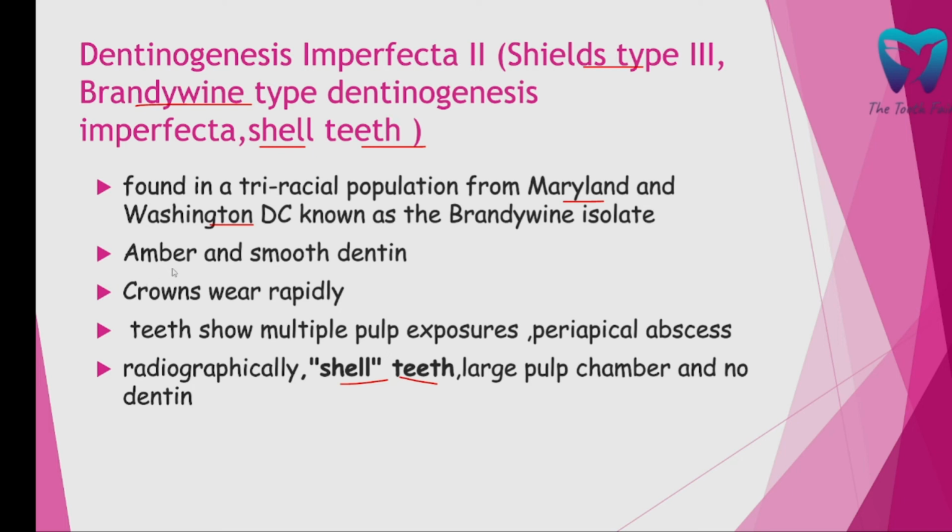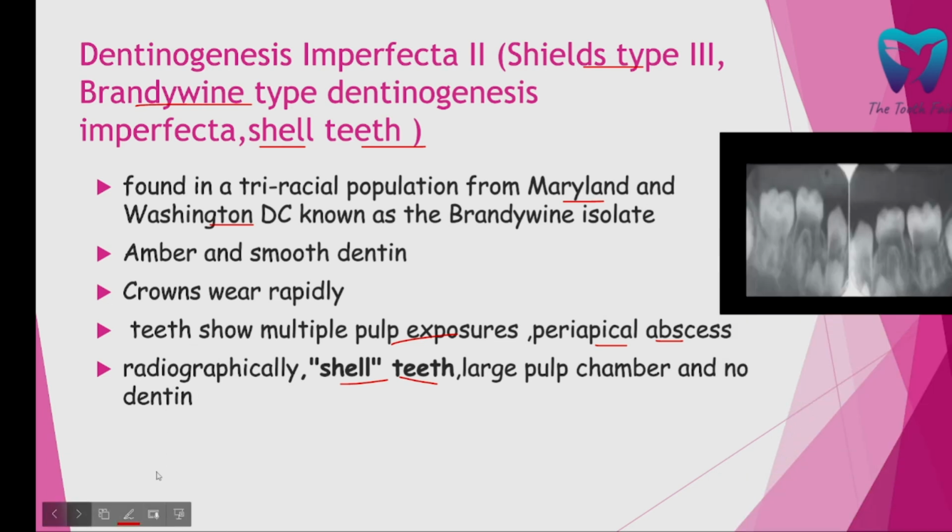So it has amber and smooth dentine. The crowns wear rapidly, so attrition is there. Also, there are large pulp chambers, so the pulp is easily exposed. There is like no dentine, so no dentinal tubule obliteration, so the caries easily reach the pulp chamber, and other things also happen like periapical abscess, okay, endoperio lesions. You can see here that the pulp chamber is large and there is no dentine, okay. And we have shell teeth.